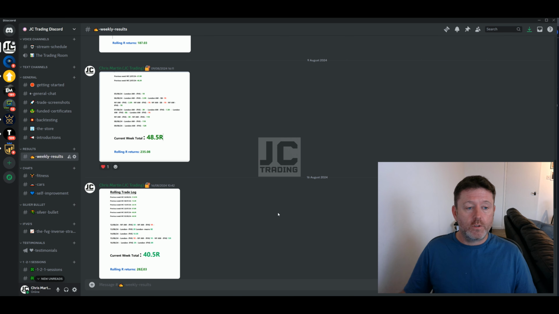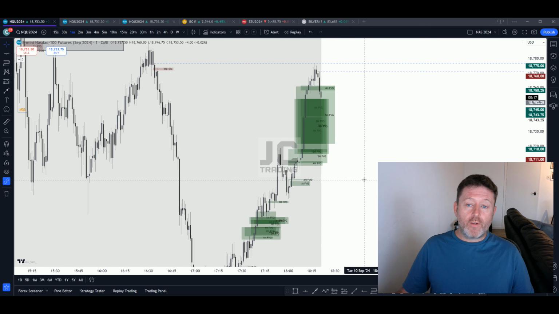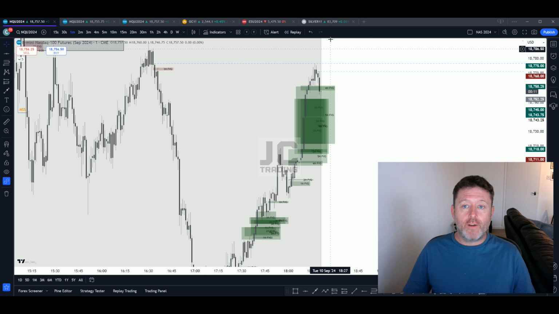They're managed live on stream as well. So just to recap, a fair value gap has to be three candles: 1, 2, 3. The gap between the wick of 1 and the wick of 3 is your fair value gap.